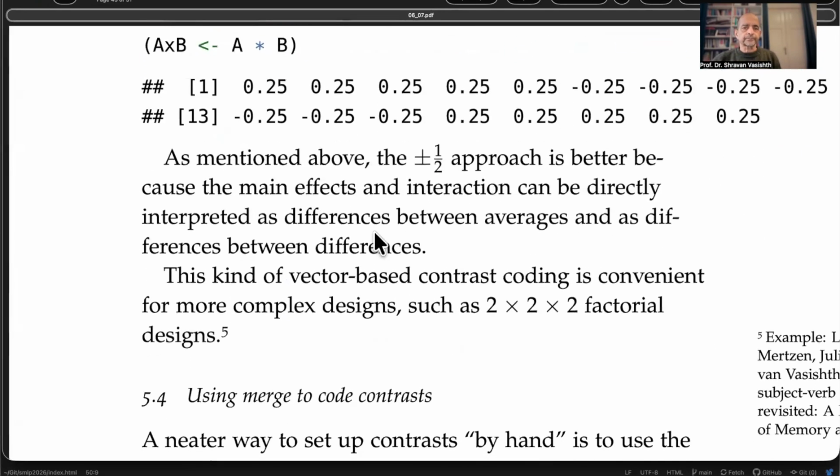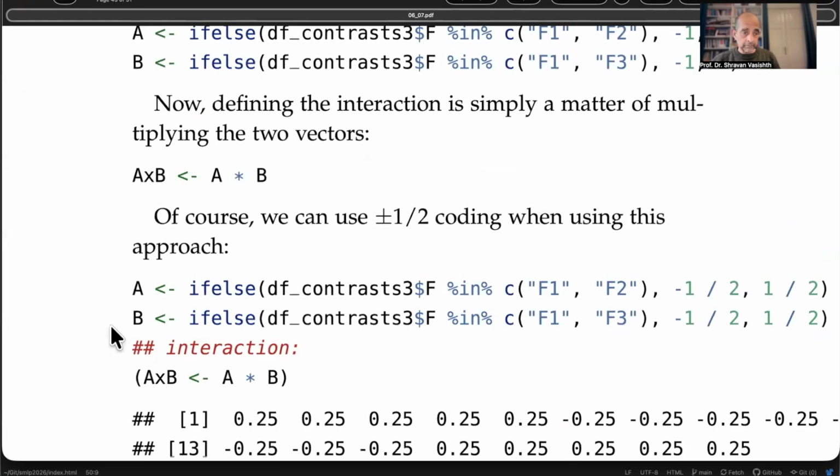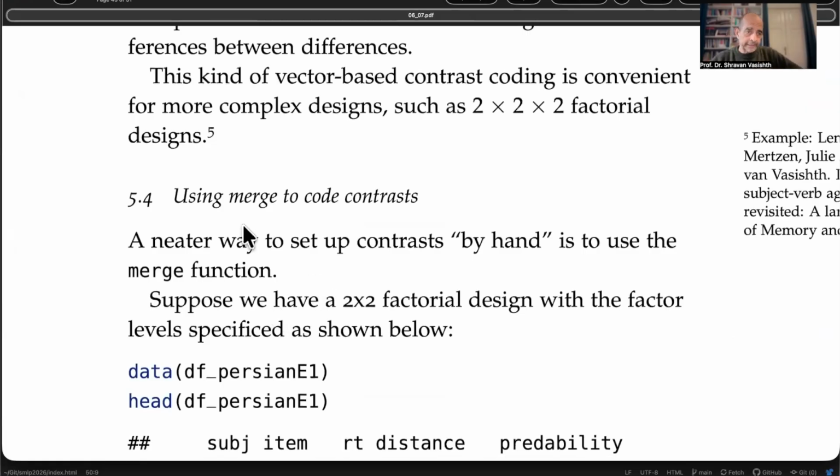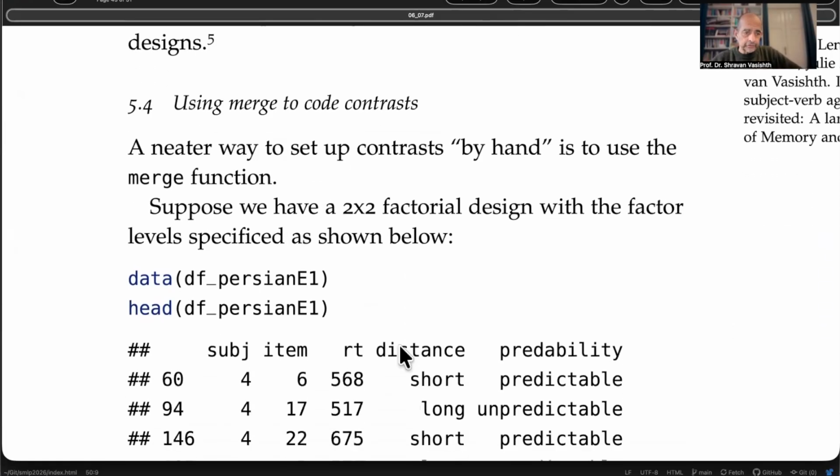So that's how in a 2x2 design you could easily set up the contrast coding as new columns using the if else command. But if you have a 2x2 design, this becomes very, very cumbersome. This becomes very error prone and dangerous. So I use a different method there. When it's more complicated, I use the merge command in the following way.